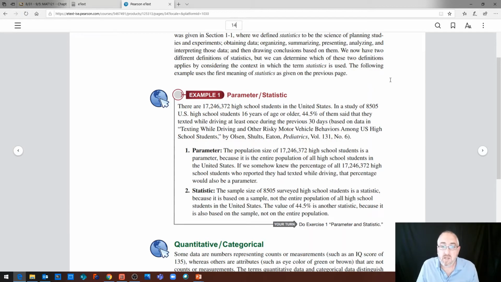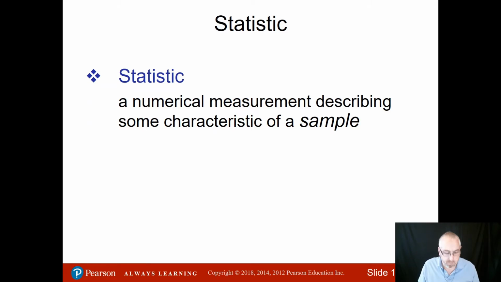On the other hand, statistic: the sample size of 8,505 surveyed high school students is a statistic because it's based on a sample, not the entire population of all high school students in the United States. The value of 44.5% is another statistic because it is also based on the sample, not the entire population. It's pretty cut and dry, but you just have to make sure you keep those two terms straight. So, all right, let's move on.